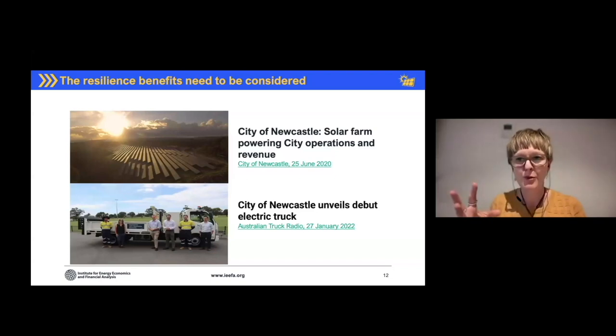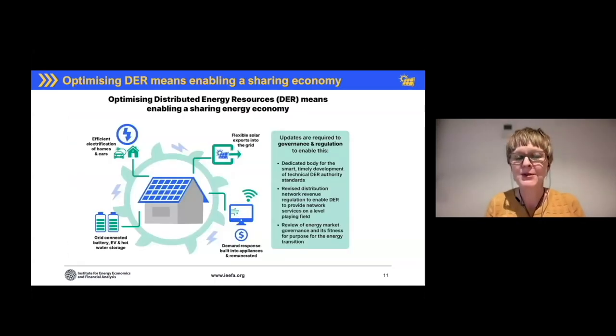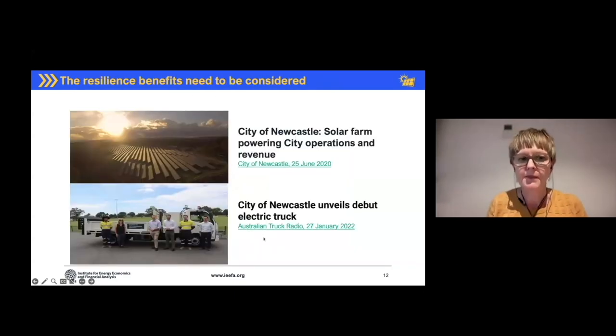A normal vehicle is a large battery on wheels. Obviously, electric trucks are really, significantly sized batteries on wheels. And so I think it's the perfect example of how you can get co-benefits from DER.